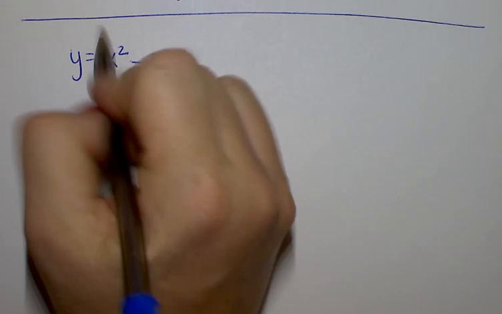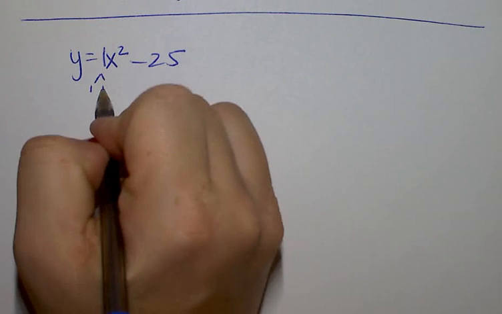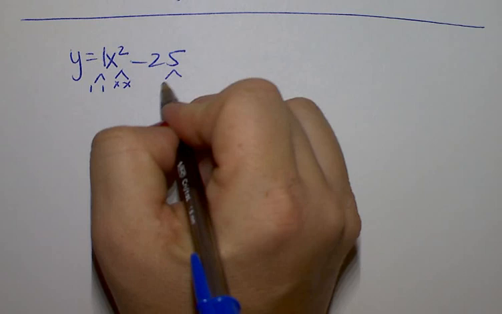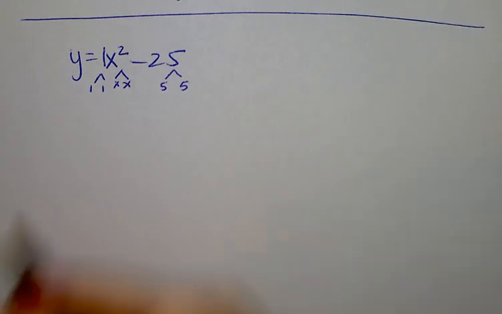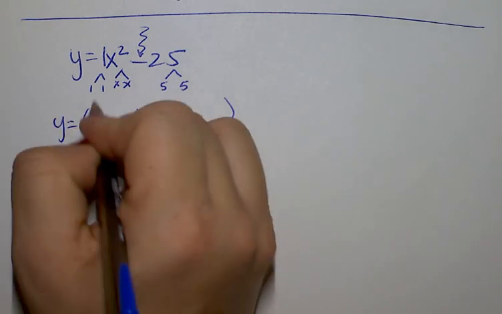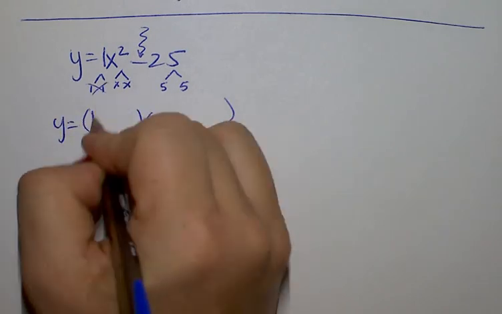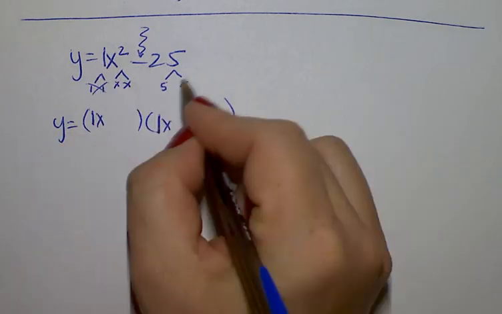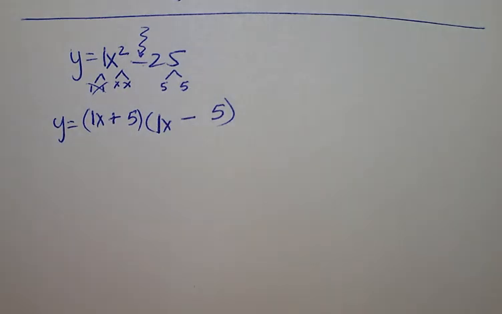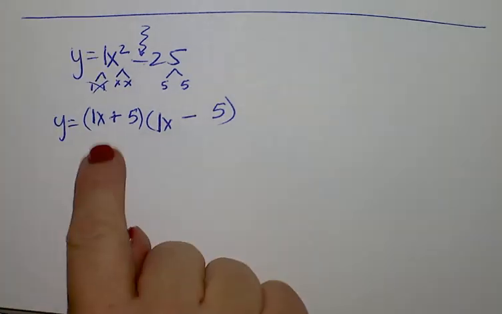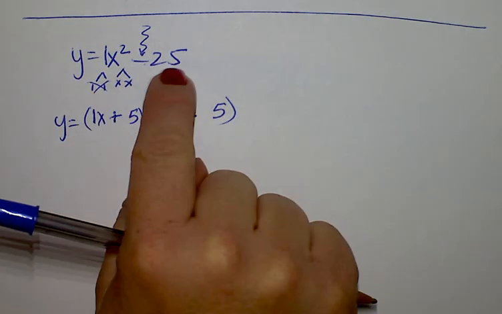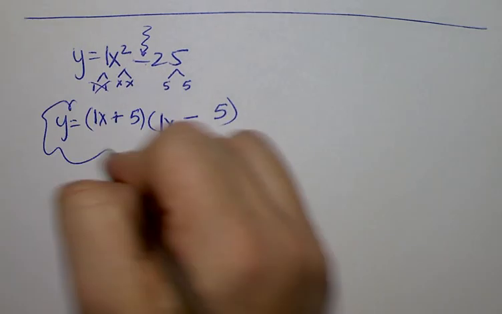Okay, so 1 can be broken up into 1 times 1. X can be broken up into x times x, and 25 can be broken up into 5 times 5. And because we have subtraction, then we are allowed to take the 1 and the 1, and an x and x, they stay in front, and a 5 and 5 in back. One is addition, one is subtraction. If you FOILed this out, front, outside, inside, last, and you simplified, this is what you would end up with. So factored form, done.